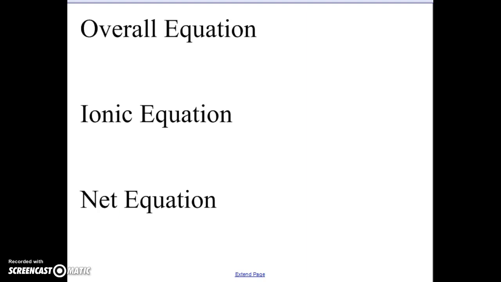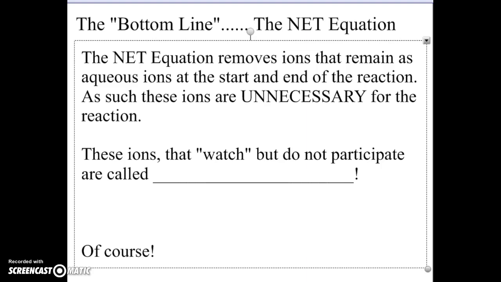A net equation is really the bottom line. So, for example, if you look at your net pay from a paycheck, if any of you have a paycheck, your net pay is the money that you get. That's what's most important. So when we're writing a net equation, which is what we'll get to in just a moment, all we do is remove the ions that were uninvolved in the reaction. These ions have a special name. We'll come back to them. Perhaps you have an idea of what they would be.